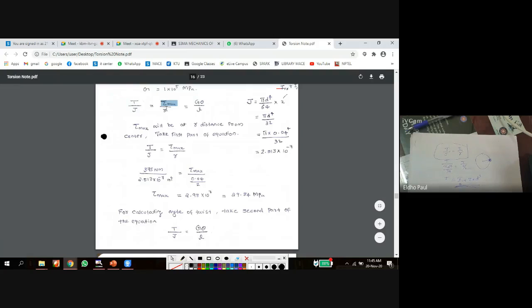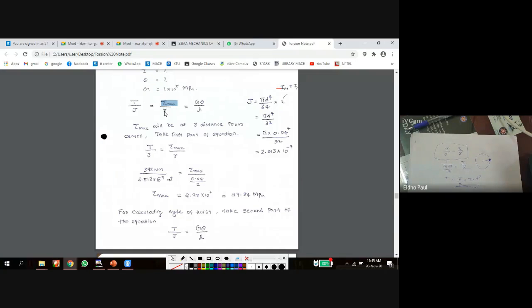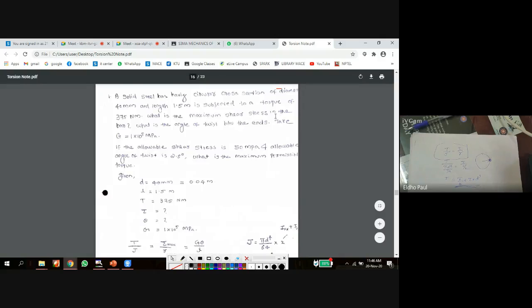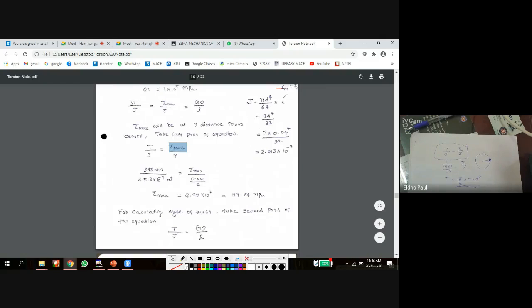Here, T by J is equal to tau maximum by R. So if tau changes to tau maximum, then this R, the distance from the center to the element, is shifted to the radius. By substituting all the data, we can calculate the tau max, where R is the radius of the shaft. To calculate the angular twist, the second question, we use the second part. That means T by J is equal to G theta by L.